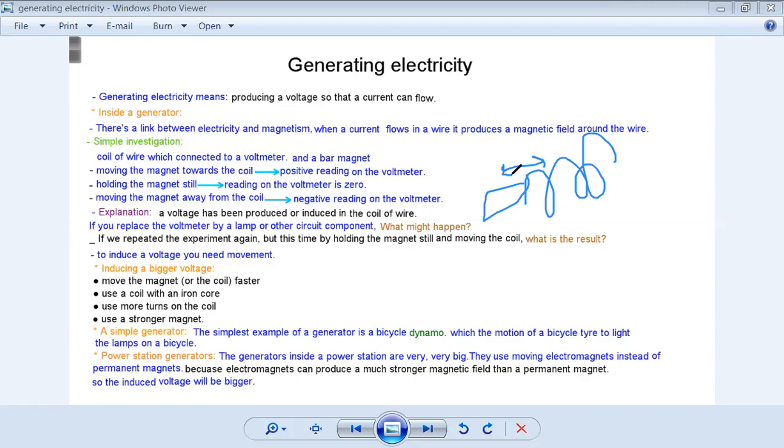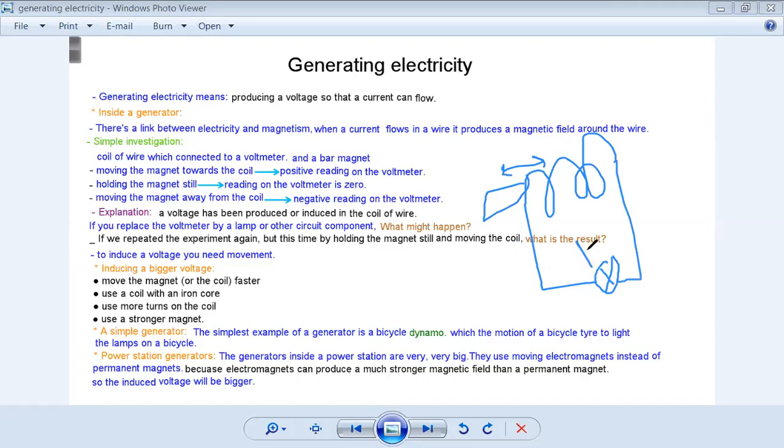Like if we put a bulb, the bulb would light up. Yeah, that's good. If we added a bulb, the bulb will light up because the current will flow through the circuit. So this is the wire, and we have here a bulb. Don't forget the symbols, okay?